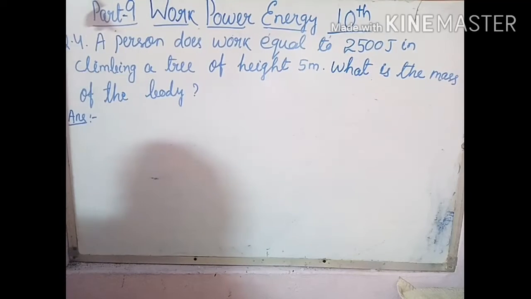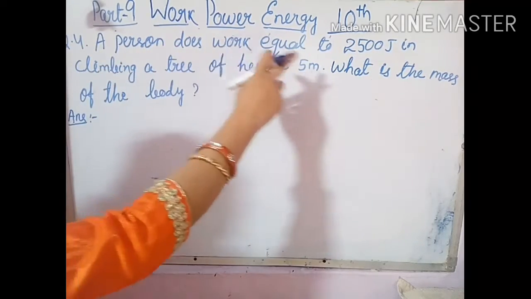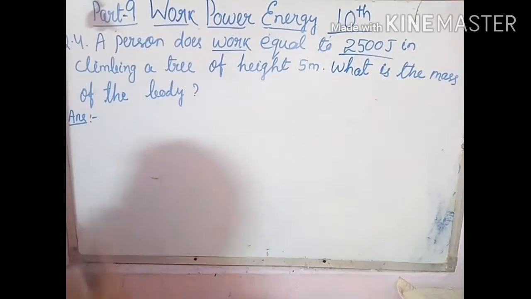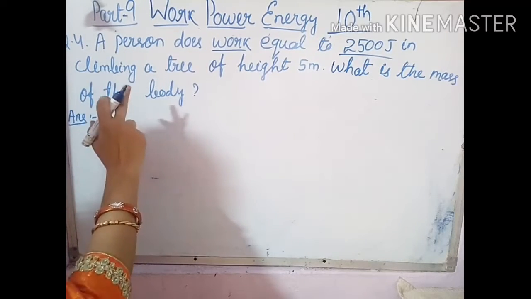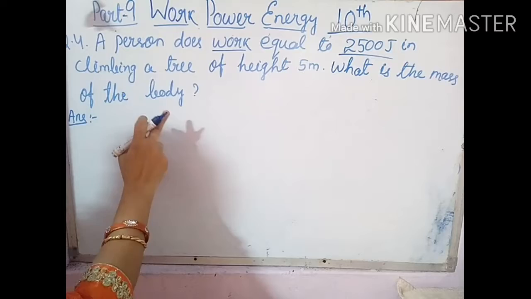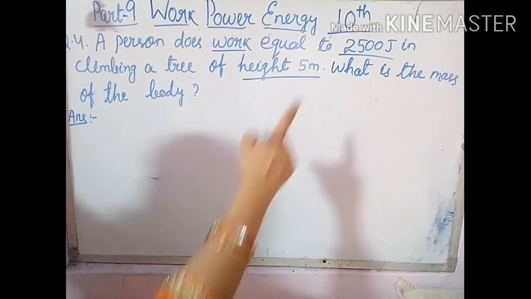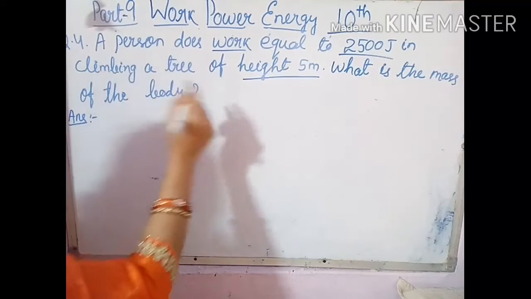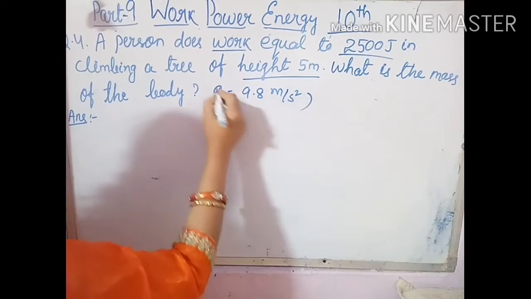Now children, see the next question. A person does work equal to 2500 joule in climbing a tree, which means work done against gravity, and the height is 5 meters. What is the mass of the body? It is asking about the mass, that M. Here g is also given, 9.8 meter per second square, because g is needed.